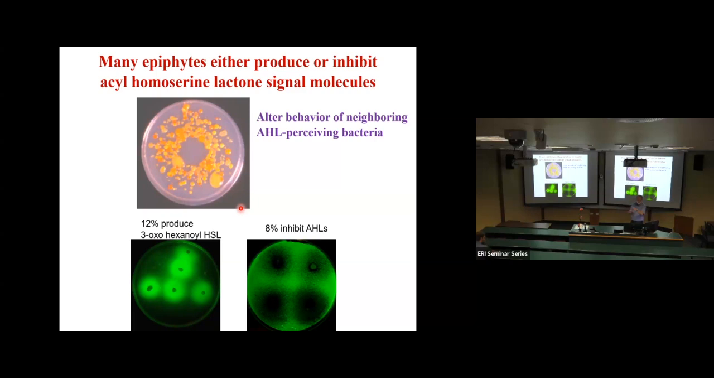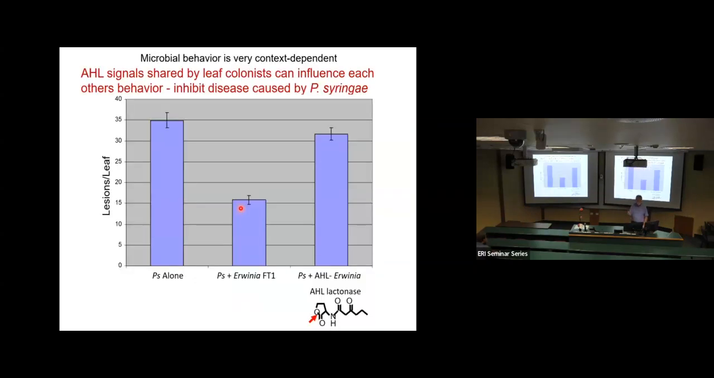But what if it has neighbors around which has other ideas? Can they then influence the behavior of Pseudomonas? And obviously the answer is yes, or I would not be talking about it. In this case, we have neighbors that produce the same signal molecule as Pseudomonas syringae. In this case, it's a strain of Erwinia that makes a large amount of the signal molecule, maybe 100 times more than the pathogen itself normally would make.